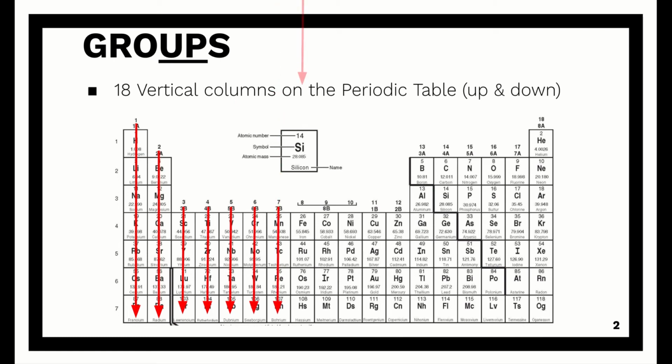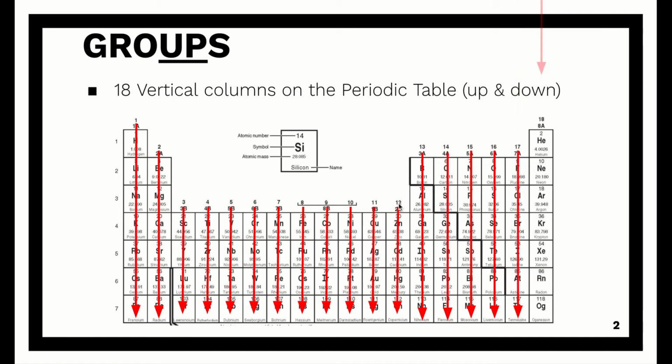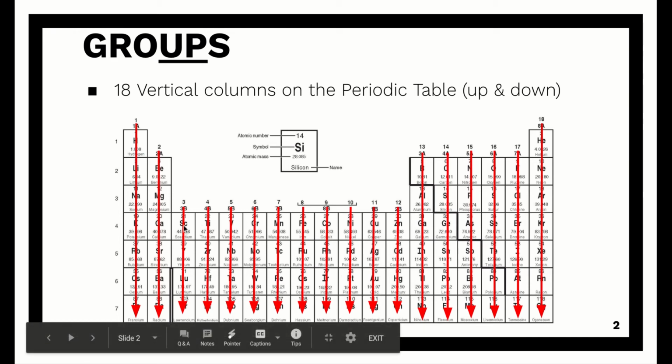Okay, so we talked about the group numbers up here, so this is 1, 2, 3, 4, 5, 6, 7, 8, 9, 10, 11, 12, 13, 14, 15, 16, 17, and 18. Now, as eighth graders, we're really going to focus on groups 1 and 2, and then groups 13 through 18. I'm not saying we're going to ignore this area, but when it comes to looking at patterns, we're just going to kind of push off the transition metals. This area is called transition metals.